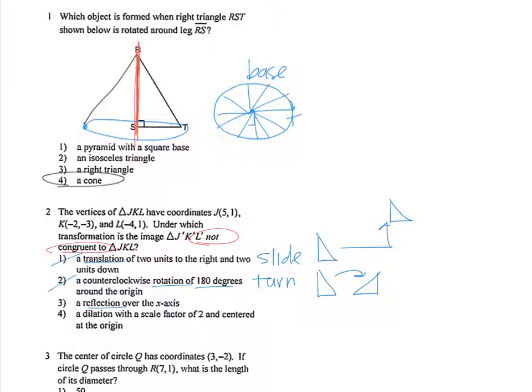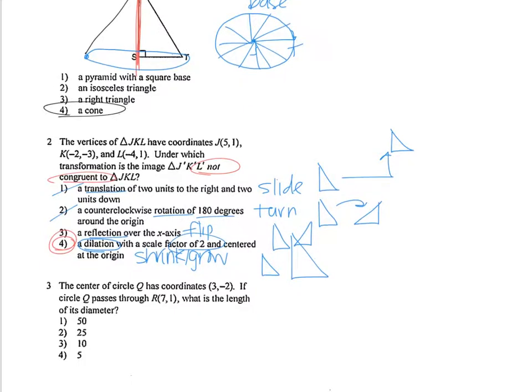The next one is a reflection, which is a flip. So if I start with a triangle and I reflect it, it's still the same size, but if I dilate it, that's a shrink or a grow, meaning I start small and I'm scaling it up by a factor of 2, meaning multiplying all the side lengths by 2. So choice 4 is the correct answer here. Does not preserve distance, therefore it's not congruent.